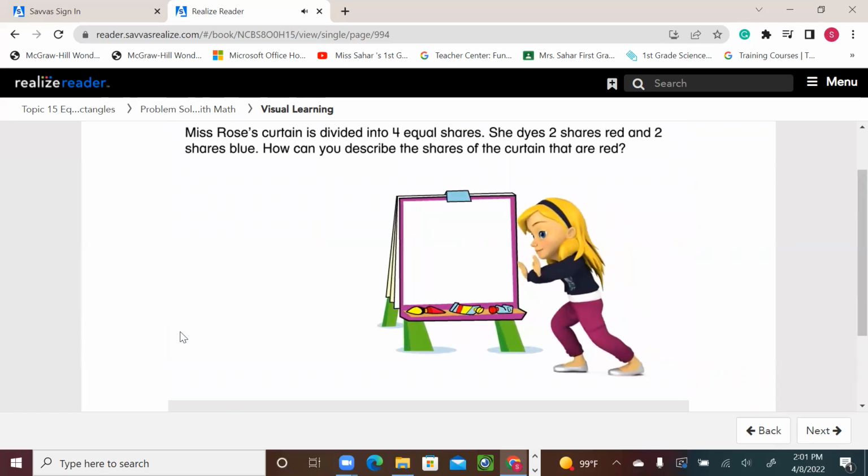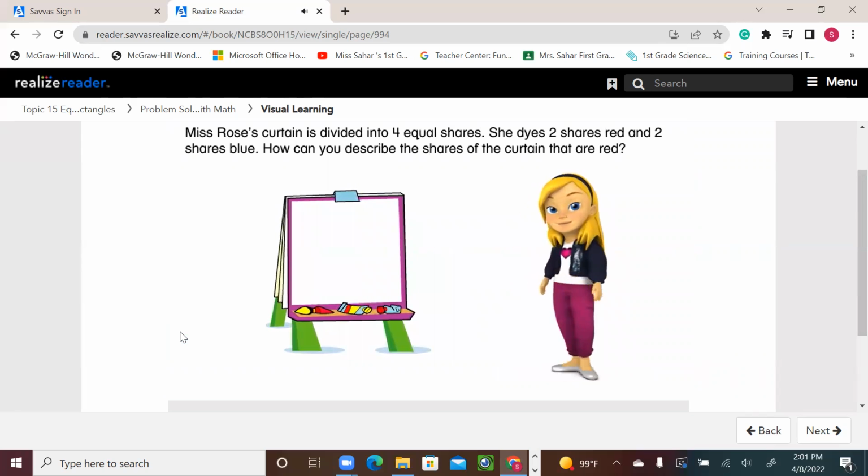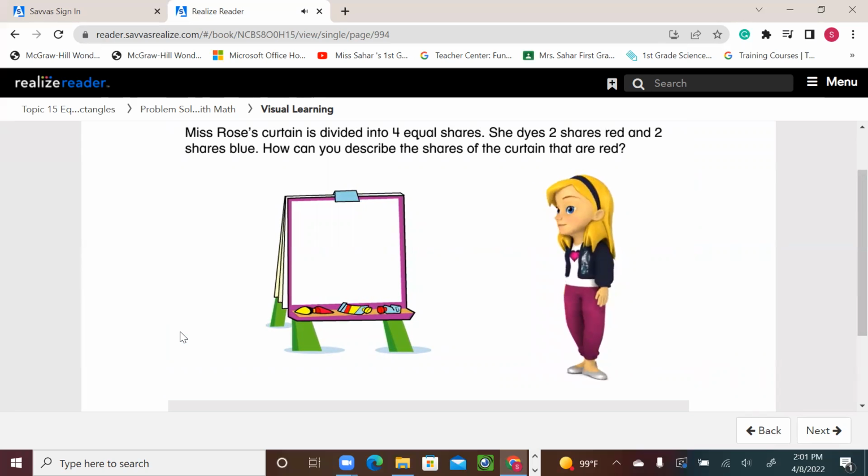Miss Rose's curtain is divided into 4 equal shares. She dyes 2 shares red and 2 shares blue. How can you describe the shares of the curtain that are red?